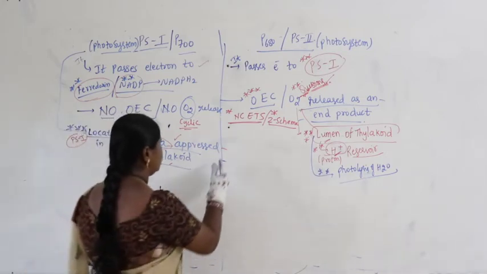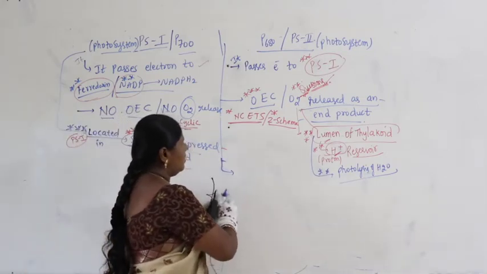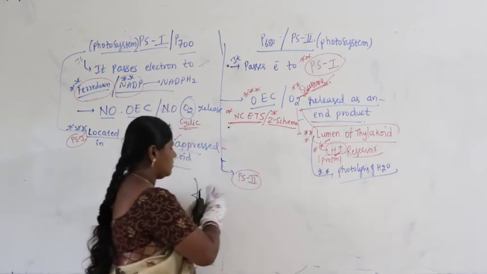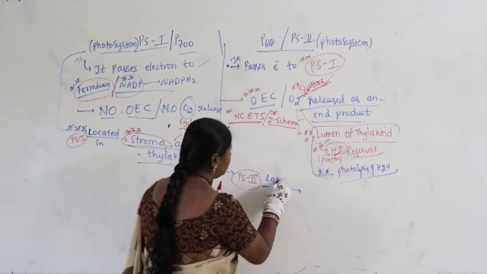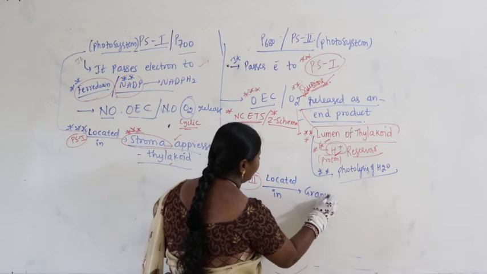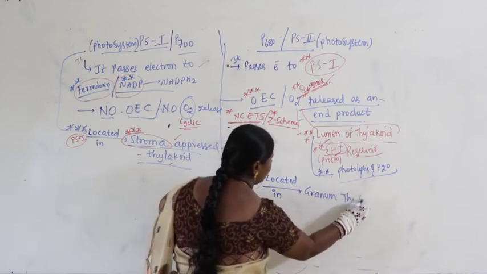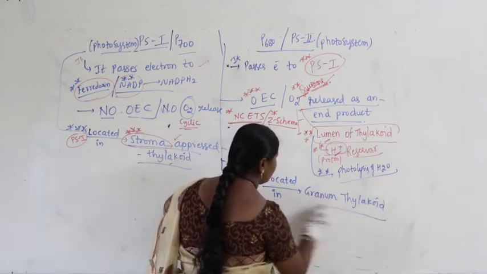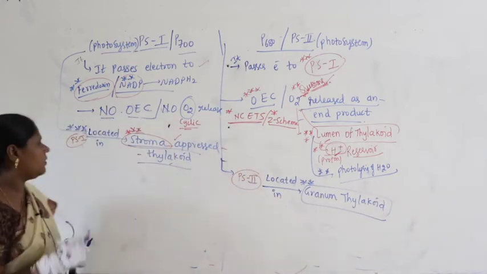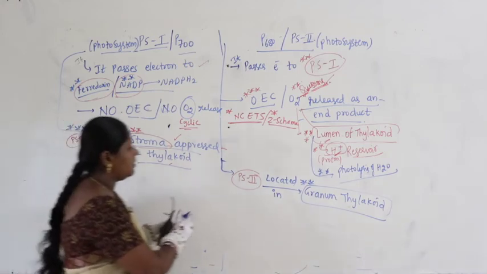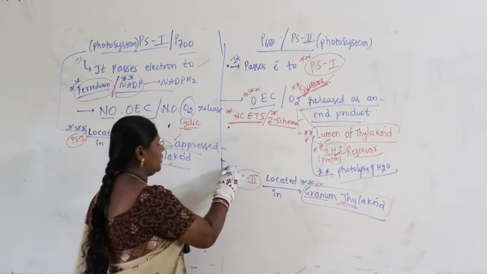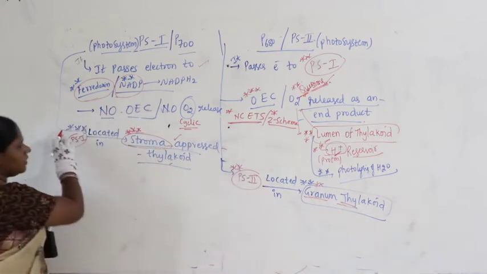So in this case we can write PS2. PS2 is located in a granum thylakoid. It's located in a granum thylakoid. Very important these points. Okay, I told you, know this.